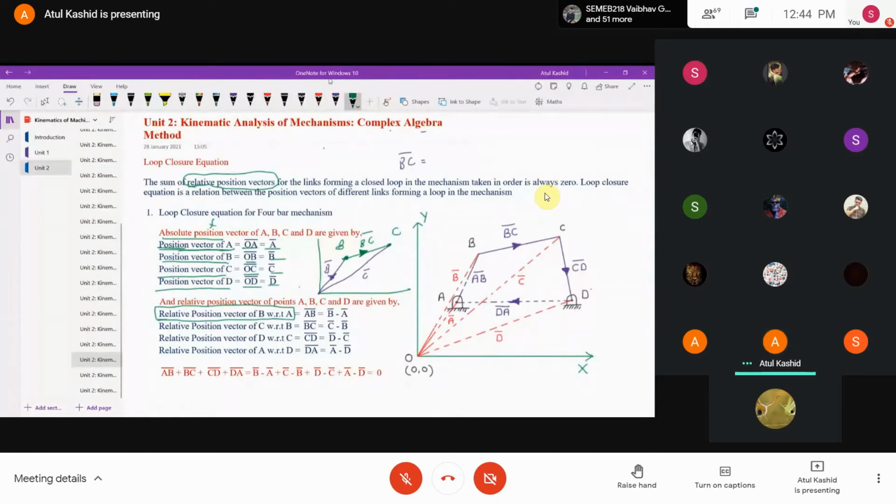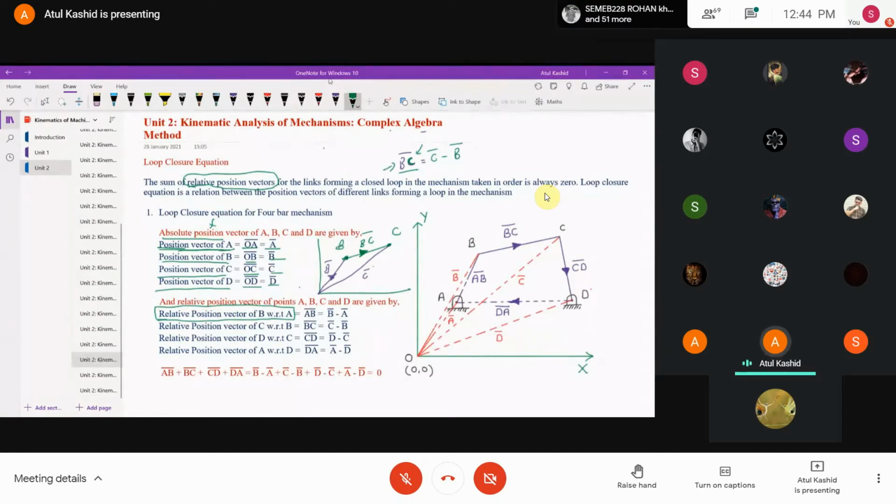So the head of the vector is connected with C bar and the tail is connected with the B bar, right? So this is one more trick. BC bar can be written as C bar minus B bar, right? Or simply you can remember that BC bar can be taken as the C bar. So the next point is C bar minus B bar over here, right?